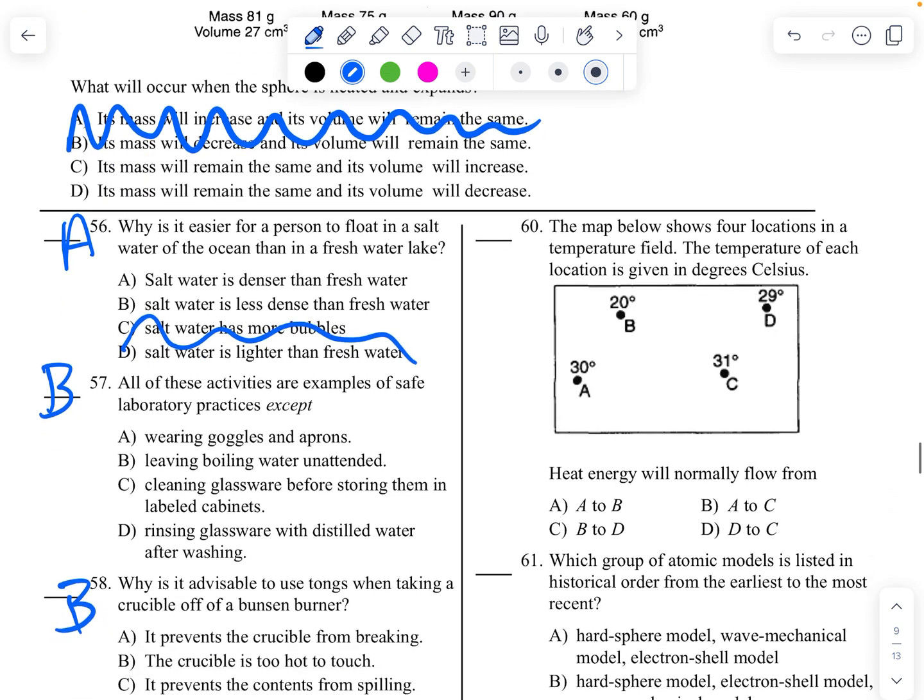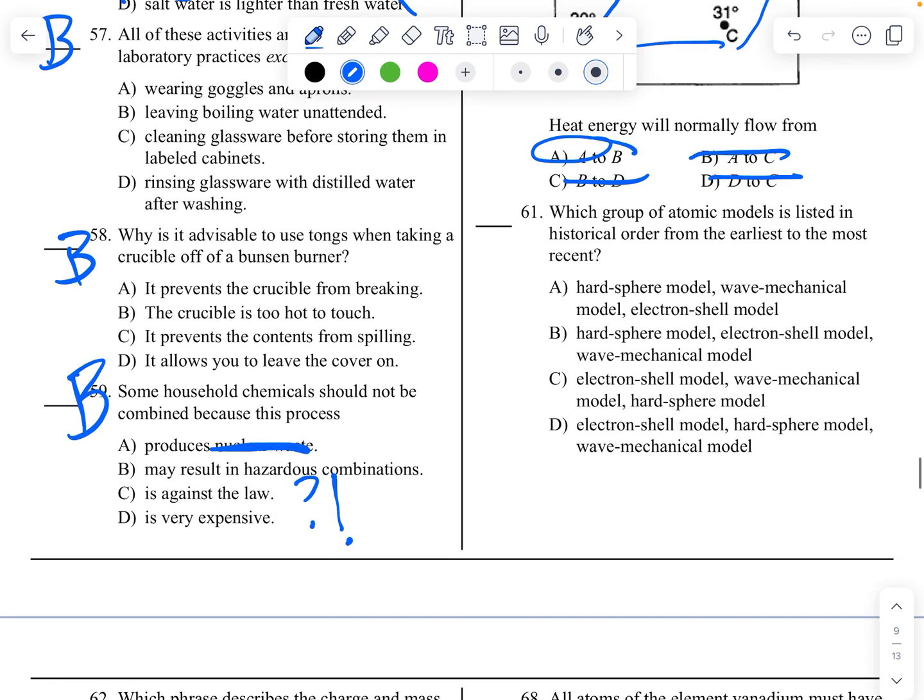Yikes. Heat flow, hot to cold. A to B is from hot to cold, so that's probably our answer. Let's just make sure. A to C, no. B to D, no. D to C, no. So hot to cold, A, 60s A.